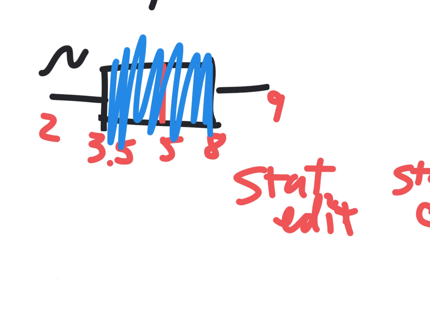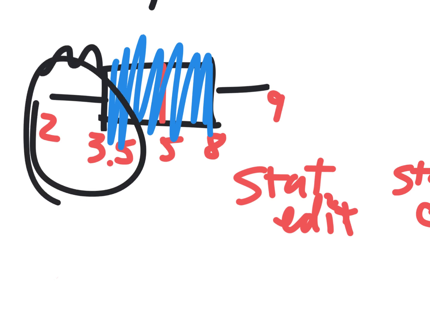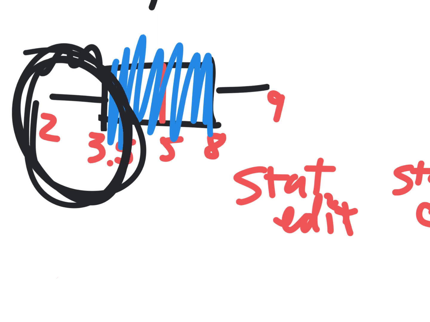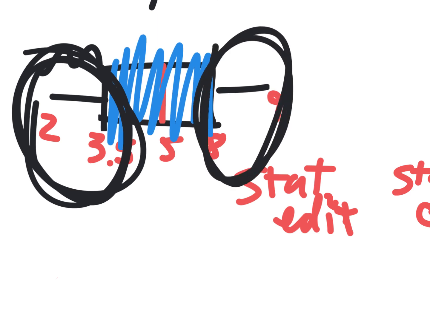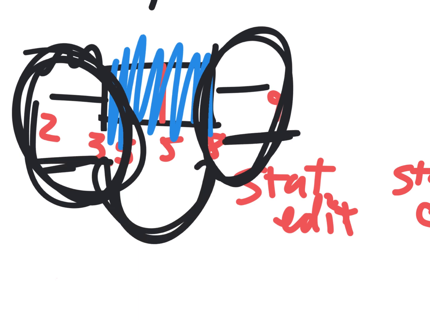Yeah, 2 to 3.5 is correct. That's the bottom 25%. See how it divides it up into 25%? Here's the top 25%. And then the blue part, that was the middle 50%. So 25, 25, and this whole thing in the middle, that was 50%.